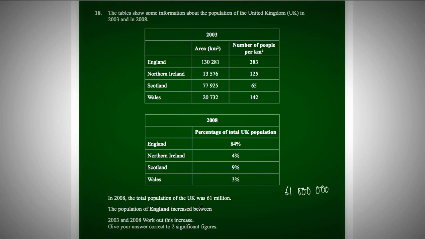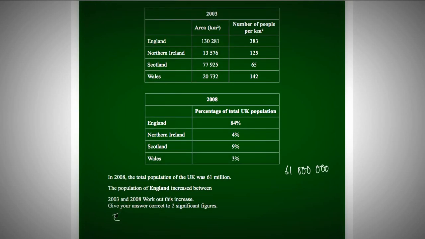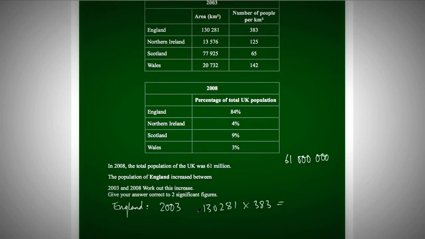The population of England increased between 2003 and 2008. Work out this increase. So I need the number of people in each of these. So England itself, not the UK, England in 2003 is the area times the number of people per kilometre squared. 130281 times by 383. Which is a long number on my calculator, so that is 49897623.